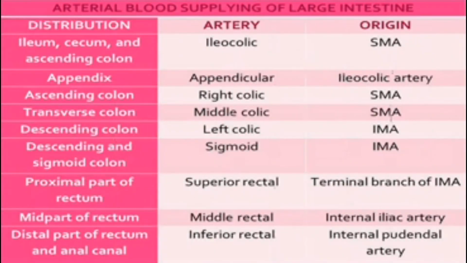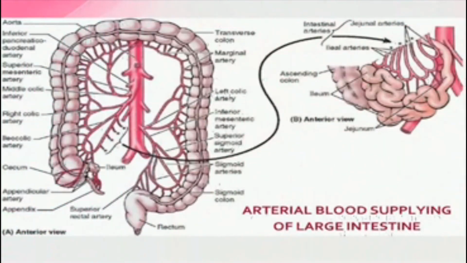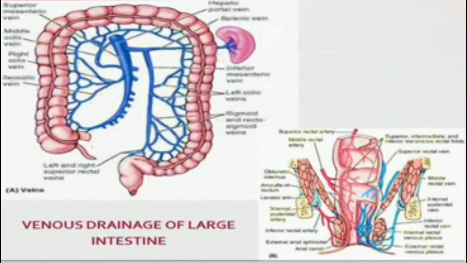In the table, you see the distribution of blood supply of the large intestine. The ileum, cecum, appendix, ascending colon, and transverse colon have blood supply from the superior mesenteric artery; the descending colon, sigmoid colon, and proximal part of the rectum from the inferior mesenteric artery; the mid part of the rectum from the internal iliac artery; and the distal part of the rectum and anal canal from the internal pudendal artery.